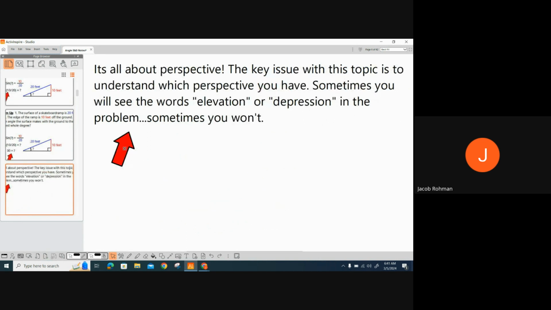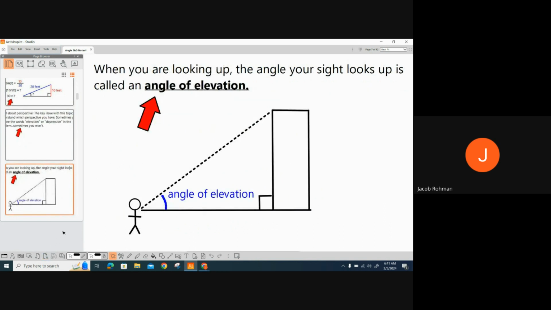Now, within the angles of elevation and depression, it's all about perspective. The key issue is understanding which perspective you have. Sometimes you're going to see the word elevation, or sometimes you'll see the word depression, and sometimes you won't. And so we've got to be able to understand what the concepts of elevation and depression are. So let's look at that closely.